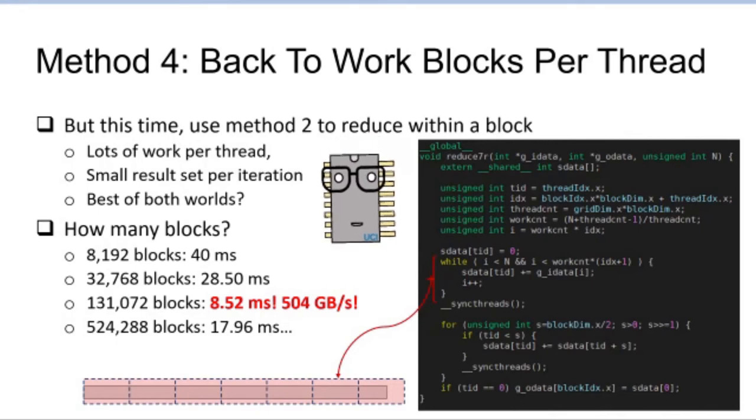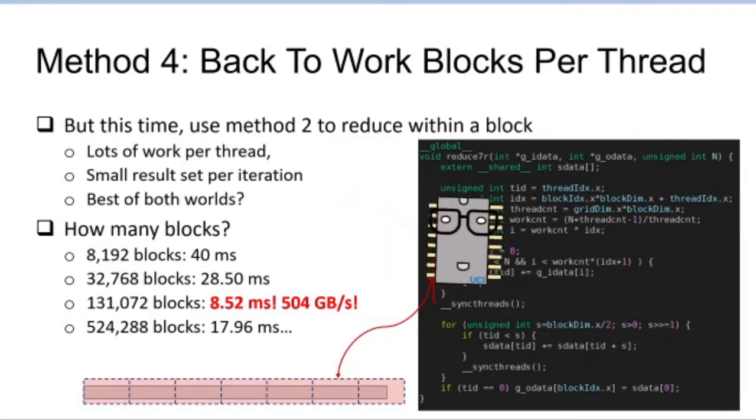So we will have a small result set per kernel iteration. Best of both worlds: lots of work per thread, and a small result set per iteration, so that we don't have to do the kernel invocation too many times. So this is what happens.